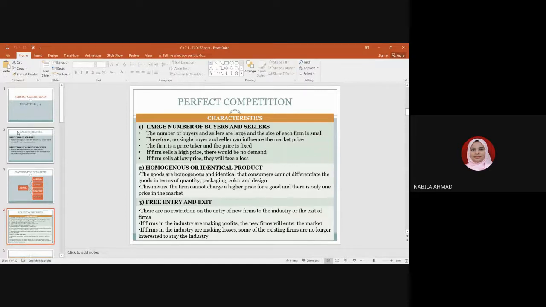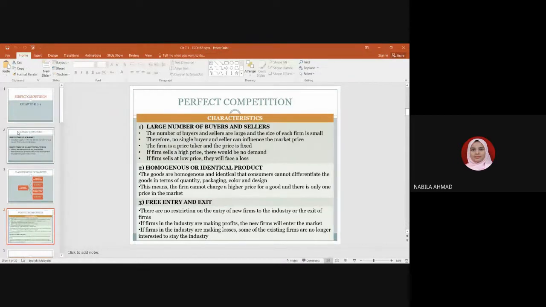So sekiranya sesiapa berminat nak buka firm perfect competition ni, boleh. Dia tidak ada restriction. Dia tidak ada rules yang ketat untuk masuk dalam industri ni. Kalau nak keluar, nak tutup business pun bila-bila masa saja pun boleh. So if firms in the industry are making profit, new firm will enter the market. So bila ada banyak firm dalam industri making profit, they akan attract new firm to enter lah. And if firm in the industry are making losses, some of the existing firm no longer interested to stay in the industry, so they will exit from the industry.